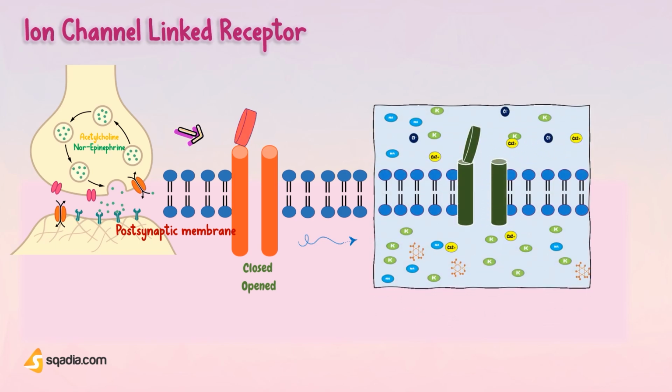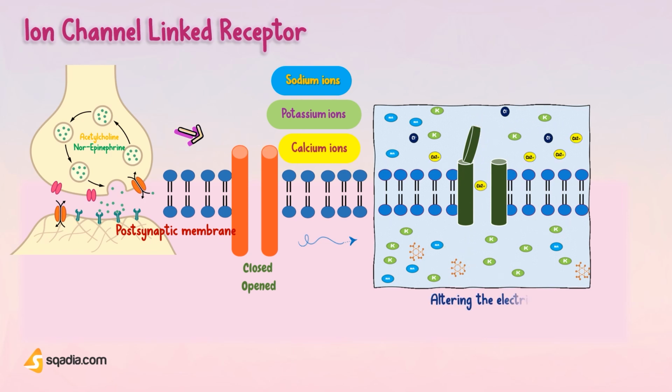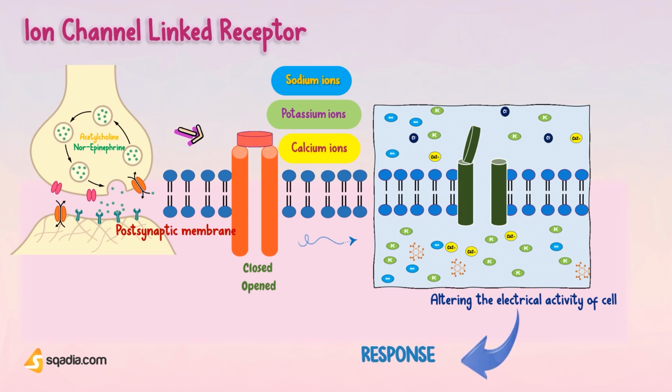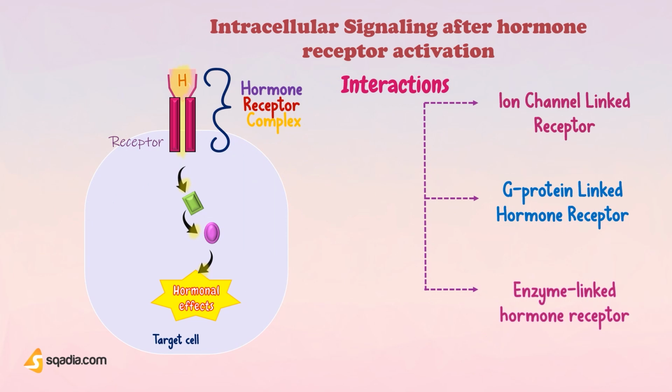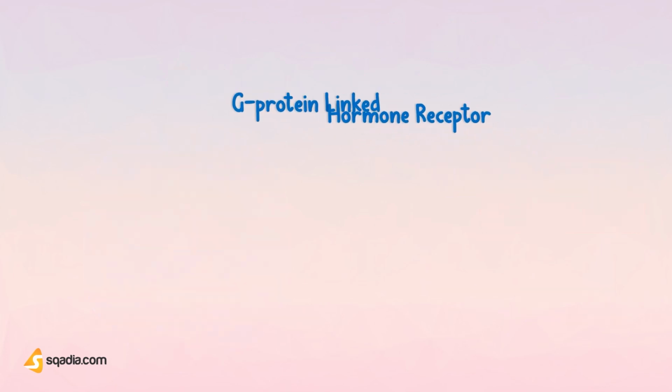Some of these ion channel-linked receptors open or close channels for sodium ions, others for potassium ions, others for calcium ions, and so forth. The altered movement of these ions through the channels causes the subsequent effects on the postsynaptic cells, such as altering the cell's electrical activity, resulting in a response. Although a few hormones may exert some of their actions by activating ion channel receptors, most hormones that open or close ion channels indirectly do this by coupling with G-protein-linked or enzyme-linked receptors.